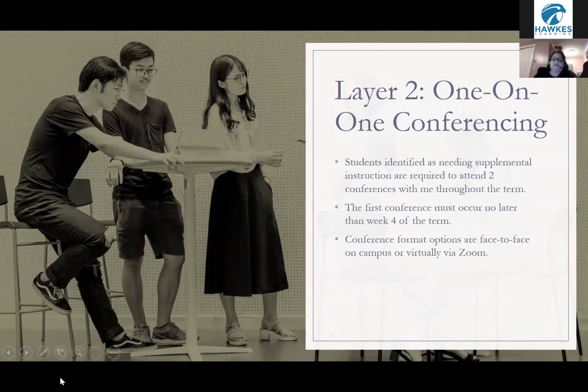Layer 2 is that one-on-one conferencing. Students who I've identified as supplemental, or who the exams have identified as supplemental, have to have 2 sessions with me one-on-one throughout the term, whether that's online or face-to-face. The first conference session has to occur no later than week 4 of the term. And I do those conferences by either bringing them to my office on my campus, or I meet them at another campus when I travel for meetings, or they meet with me virtually in Zoom.